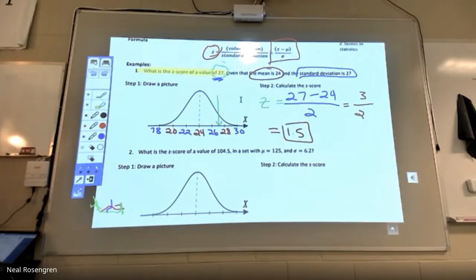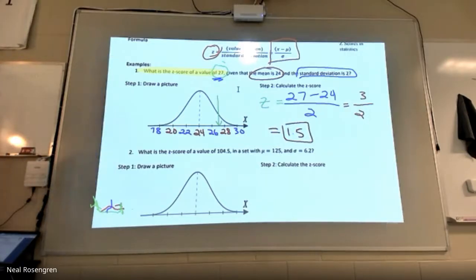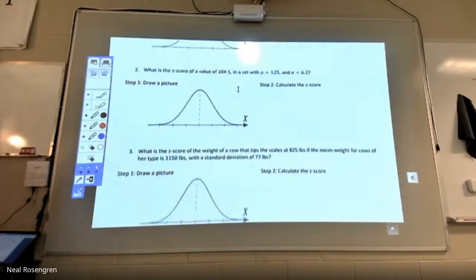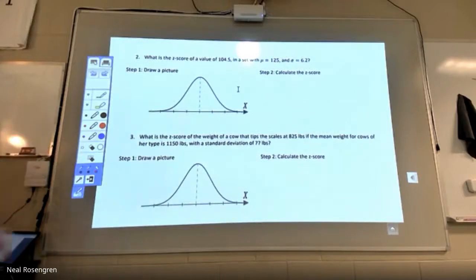Should we do one more? Maybe it's a little bit trickier because it's got some subtractions, some negatives and stuff. So let's do it. If you guys are good, I'm going to erase so I can scroll. Let's do number 2. Okay. What is the z-score?